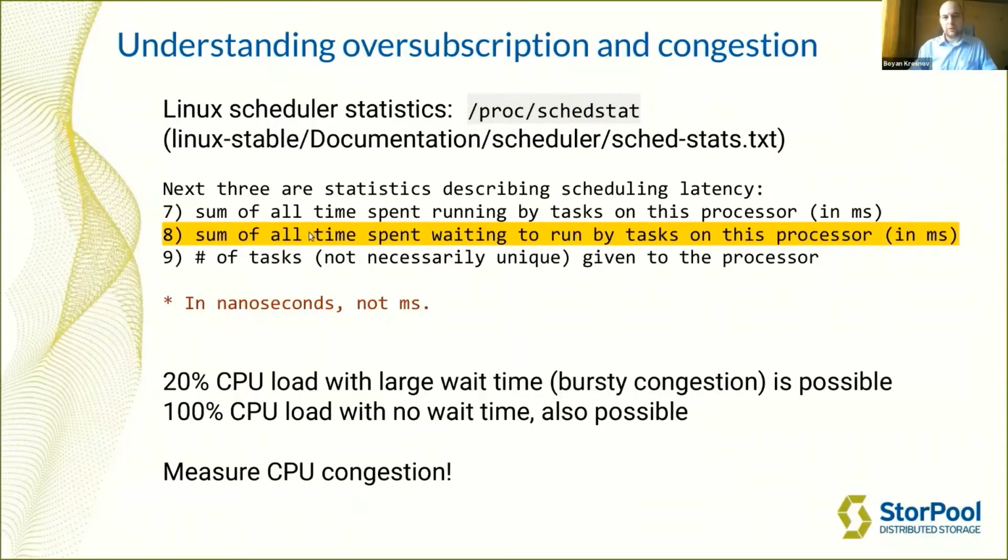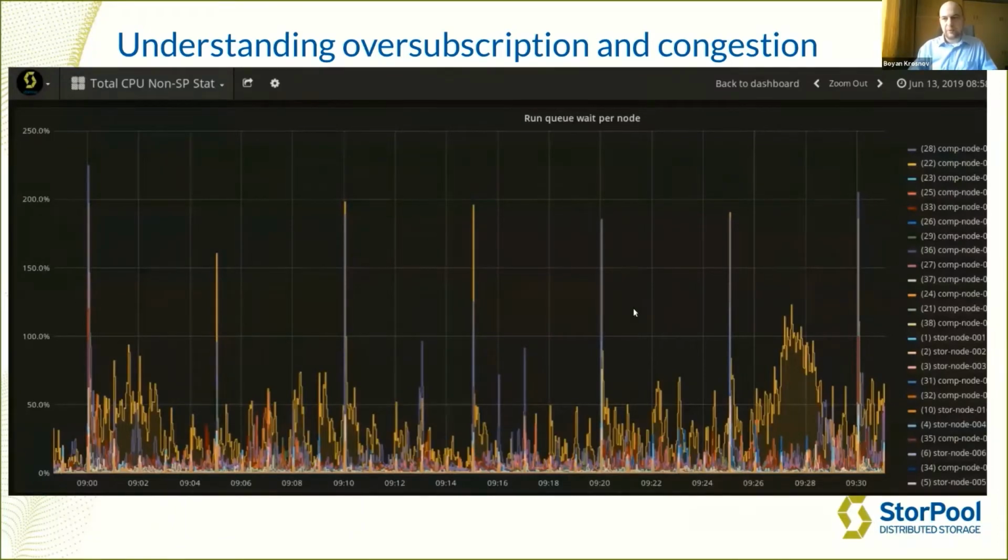The way we measure it is we sample scheduler statistics in the host kernel. This is an example of how that looks. In different colors on this chart, you have individual compute nodes. And you can see that there are these large peaks every 5 minutes. These are caused by cron jobs in the guests. And on this chart, 0 means no congestion, so 100% CPU load is at 0, right?